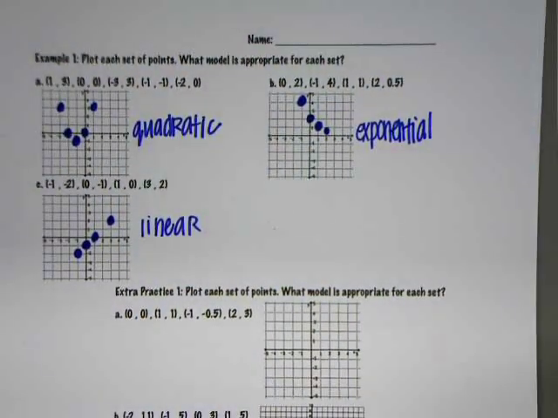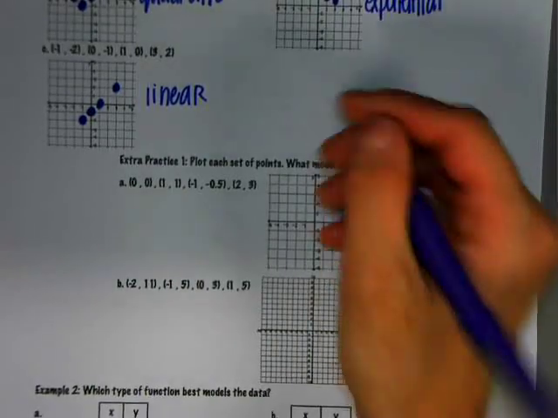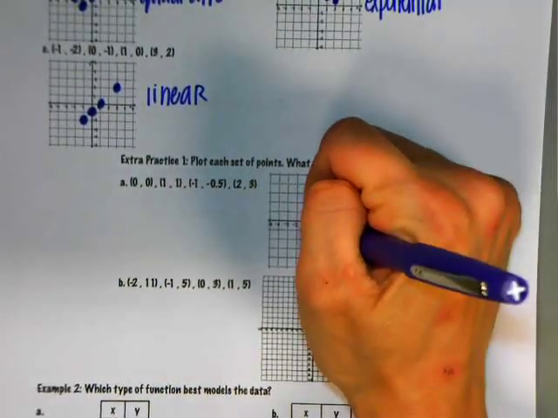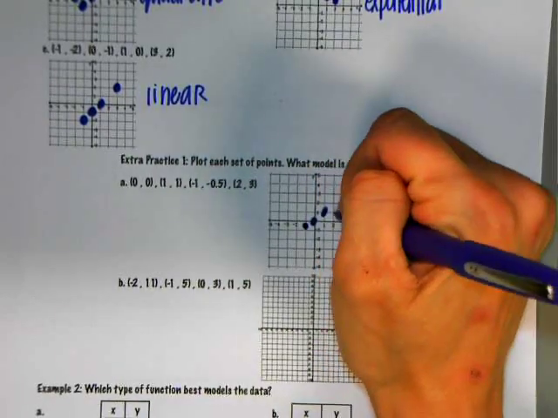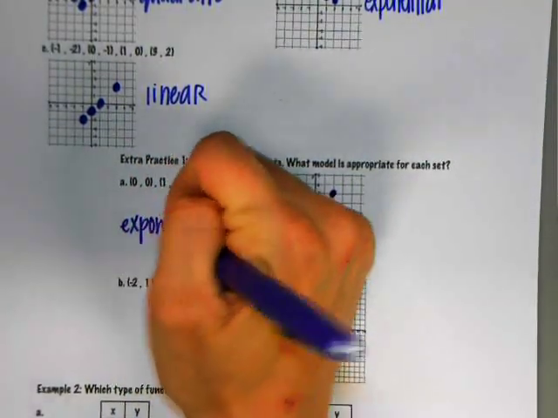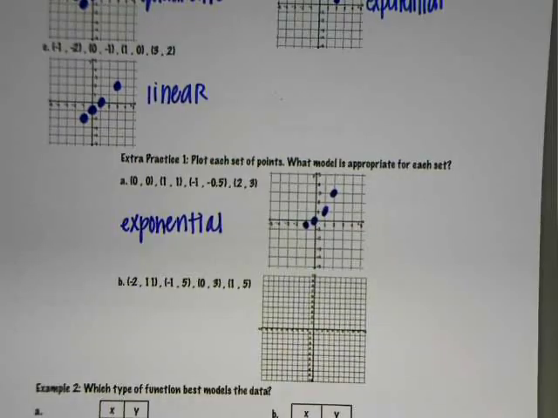Okay, are you ready? Yes. Okay, so for the first one, you have (0, 0), (1, 1), (-1, -0.5), (2, 3). So what kind is this? It's exponential. Exponential. Wait, I did it wrong.